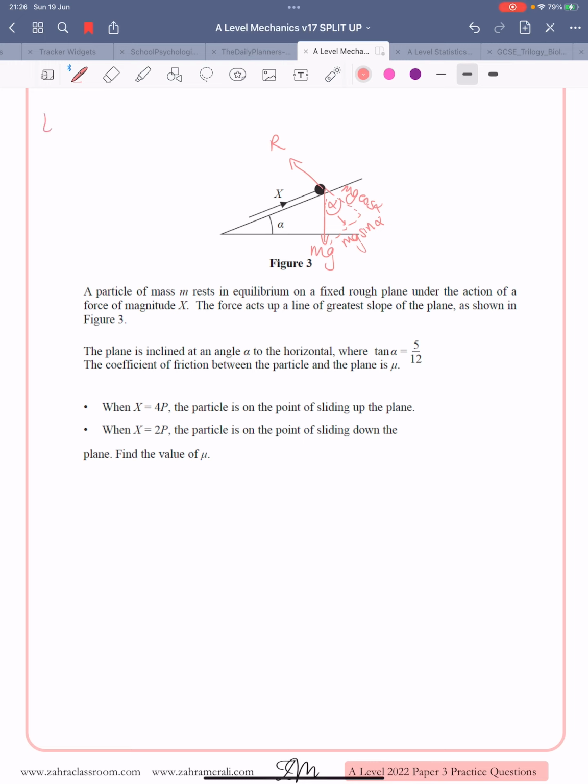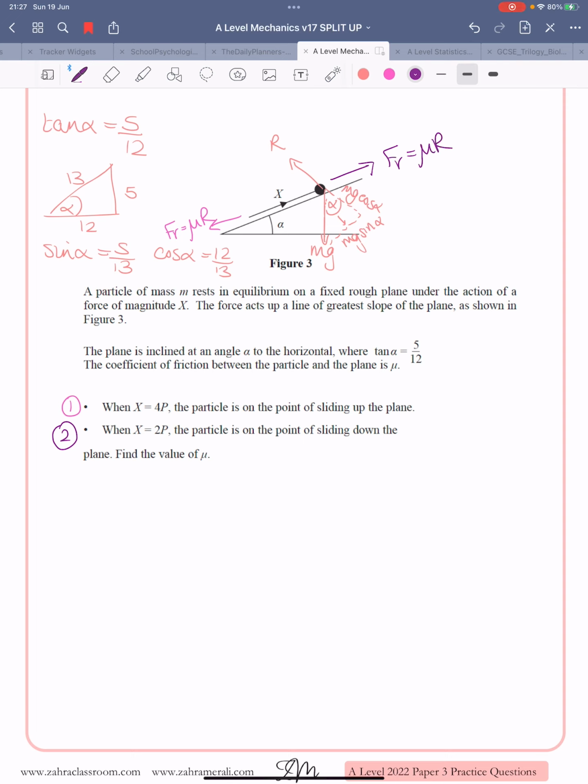We're told tan alpha is 5/12. So if I draw my triangle, that's my opposite and my adjacent. So sine alpha will be 5/13 and cos alpha will be 12/13. Then if we read through the question, when x equals 4p, the particle is on the point of sliding up. So that means the friction at that point is acting downwards. Whereas in this case, the friction is acting upwards because it's on the point of sliding down. And now we want to find mu.